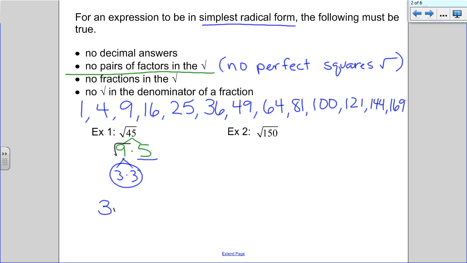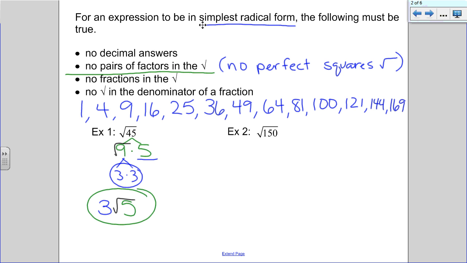Now you still have your radical, and what number did you have left underneath? Well, what did we underline? What number didn't pair up with anything? 5. So ladies and gentlemen, this is what we call a simplified radical. 3 square root of 5.